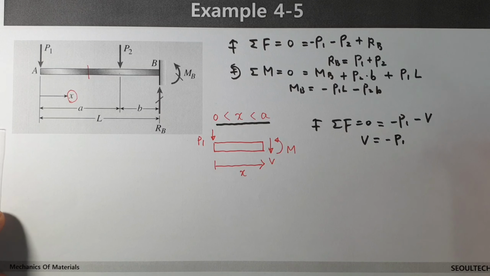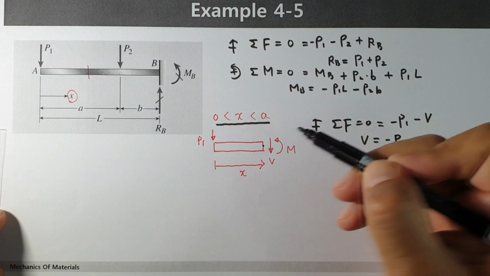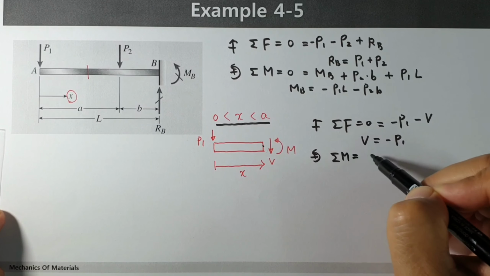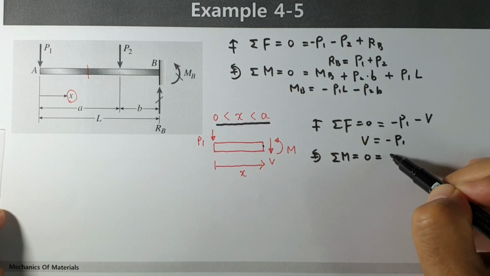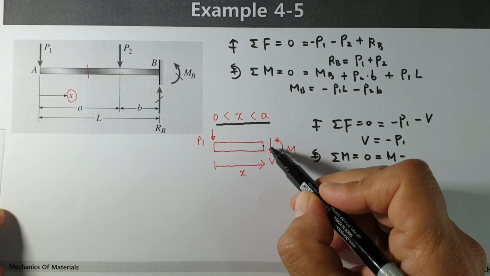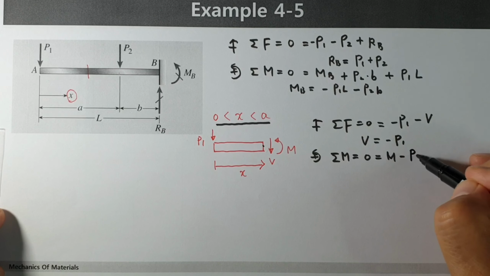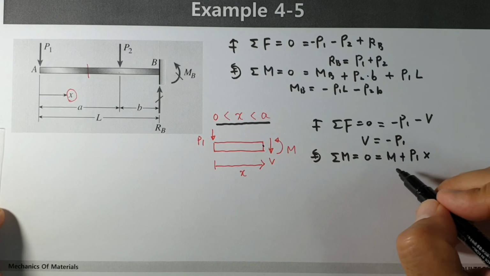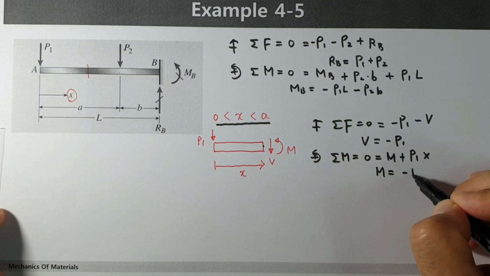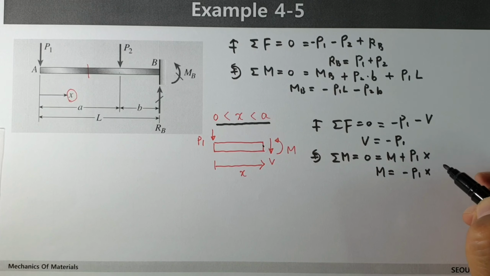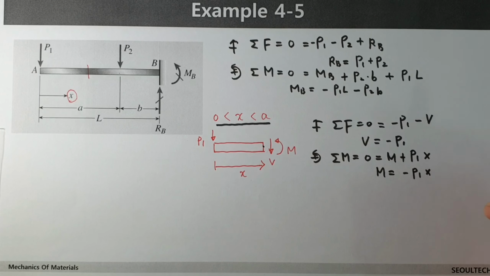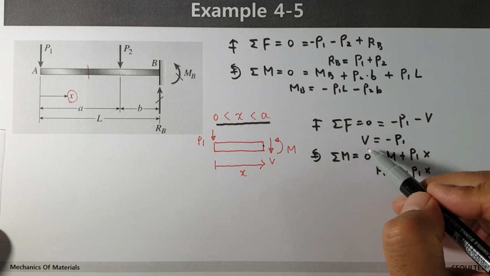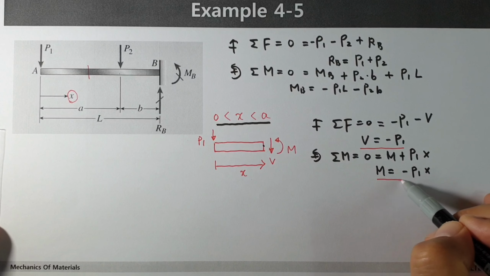Okay, next, when you think about moment, this direction is positive. Moment equals 0. Then M and this V equals 0, P1 x, and direction is positive. That's why M equals minus P1 x. We found the value of shear force and bending moment for the first region.